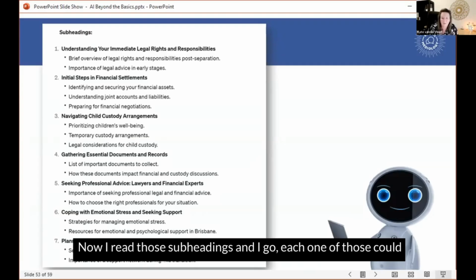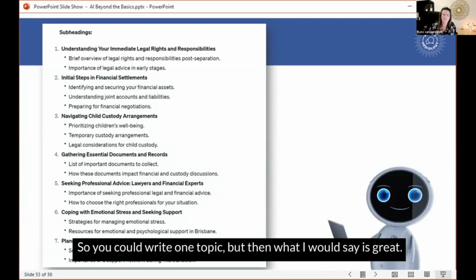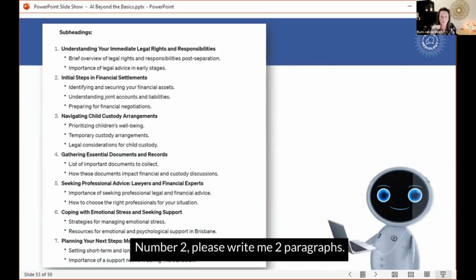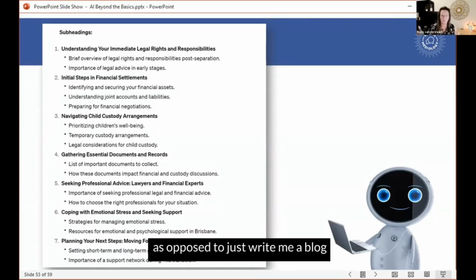Now I read those subheadings and I go, each one of those could actually be its own blog post. Each one of those is a pretty juicy topic. So you could write one topic, but then what I would say is, great, starting with number 1, please write me 2 paragraphs on that. Number 2, please write me 2 paragraphs. So you can see that you're actually piecing together a blog post as opposed to just write me a blog post for post separation couples.